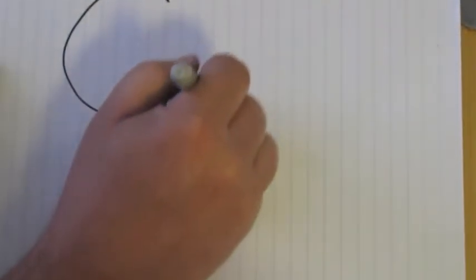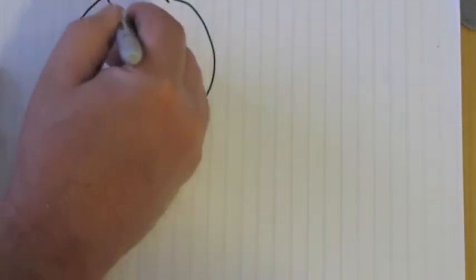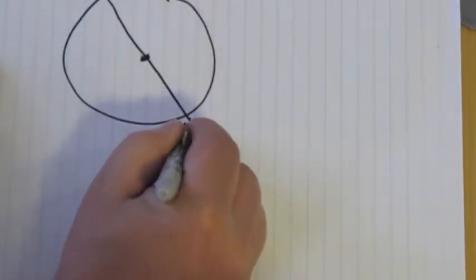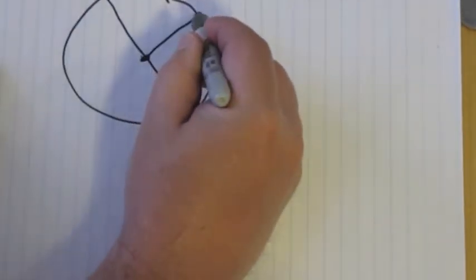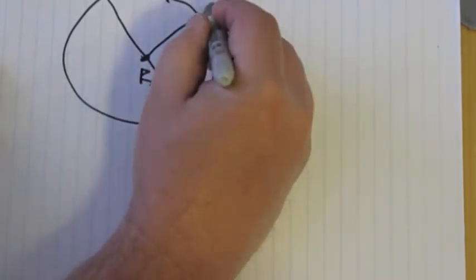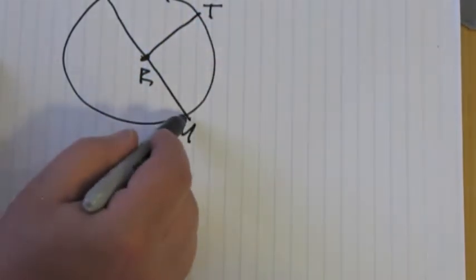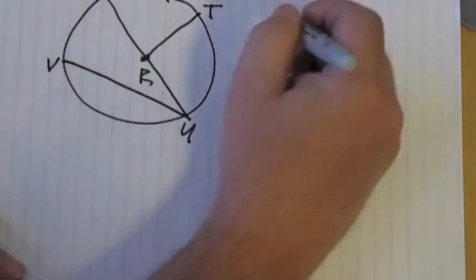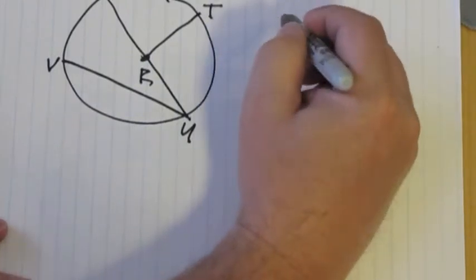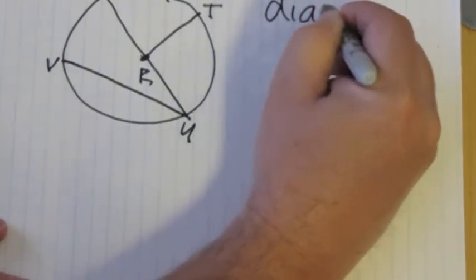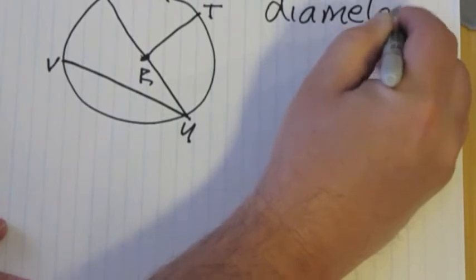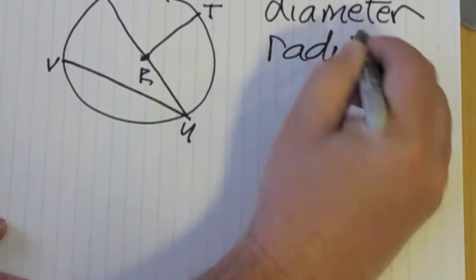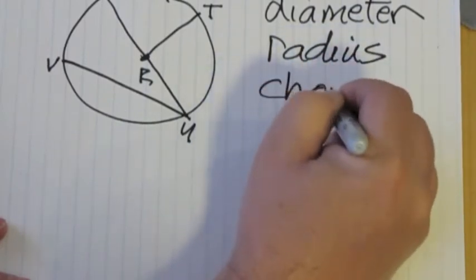You start with a circle. And we're going to label a diameter, S and U. We're going to label a radius, R and T. And we're going to put another chord, V and U. Now, notice the vocabulary I used. I used the term diameter. I used the term radius. And I used the term chord.